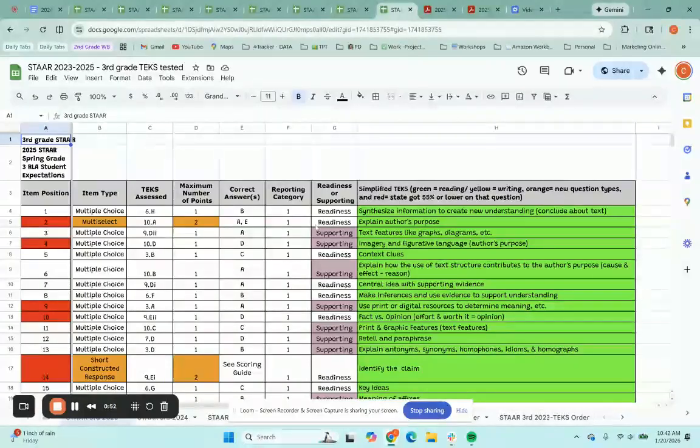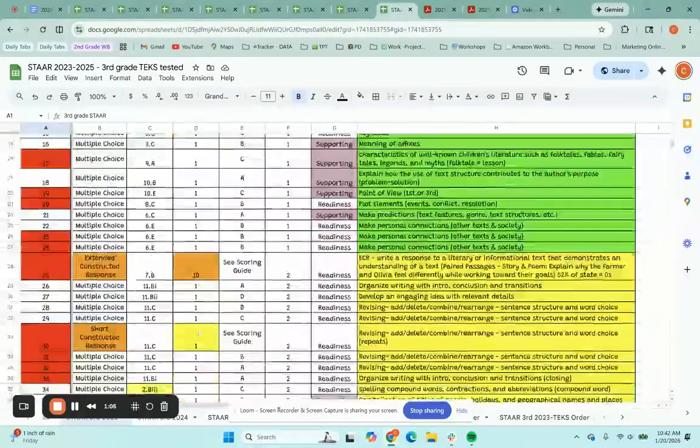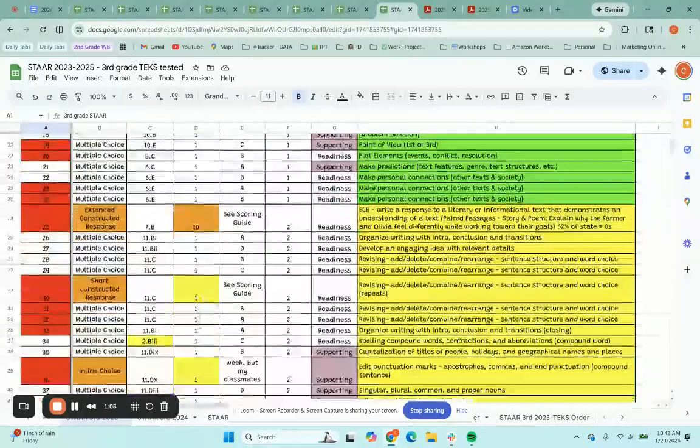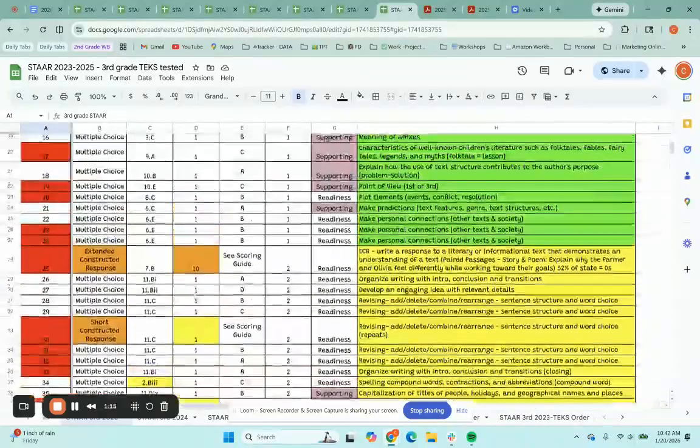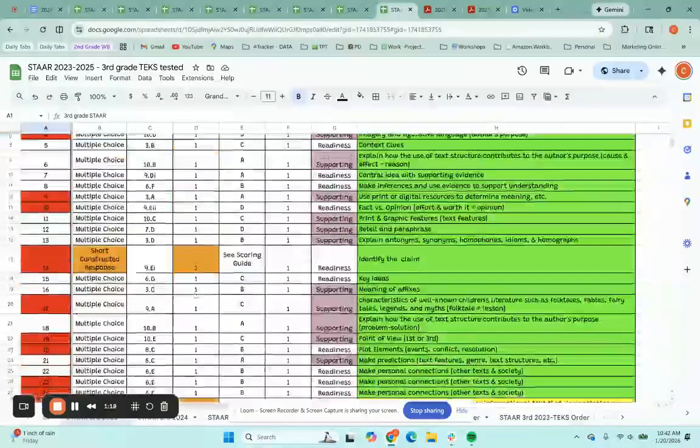And then if you're wondering what the orange is, I did orange for all of the new question types. So you're going to notice short constructed response is in orange. And I put orange if it's a 2-point question. I put yellow and a 1 if it is a 1-point question. So that way your eyes can go to the new question types and see how students are doing on those.